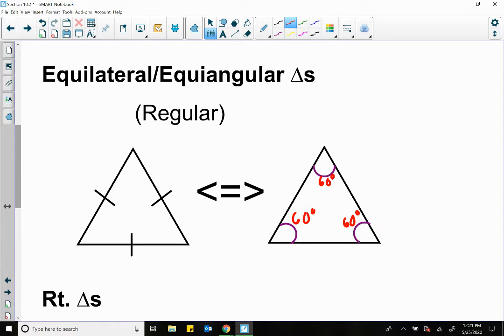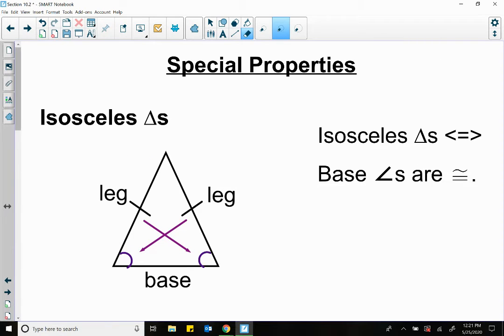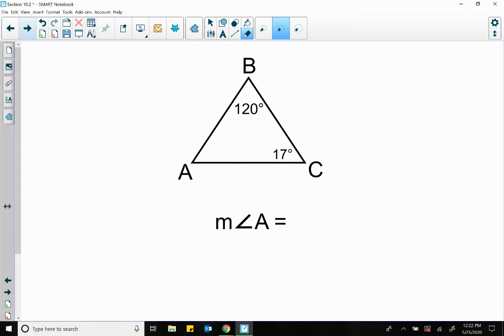Equilateral, equiangular triangles. When you have one, you automatically get the other. So if you're equilateral, you're equiangular. If you're equiangular, you're equilateral. And if you are equiangular, all of your angles have to be 60 degrees. And then last but not least, in an isosceles triangle, base angles are congruent. And they are attached to the base. The 2 angles that are attached to the base. Okay?